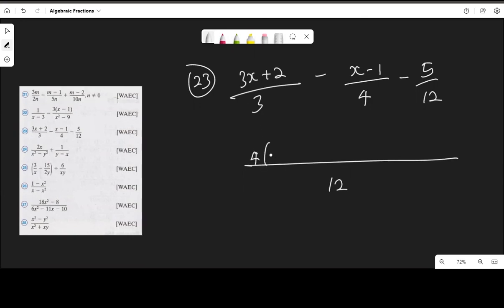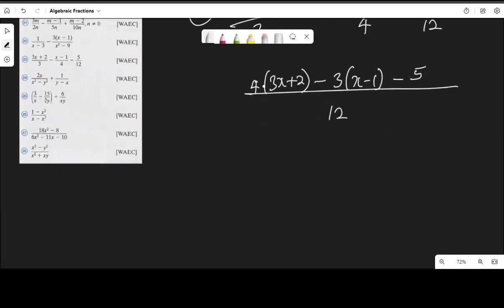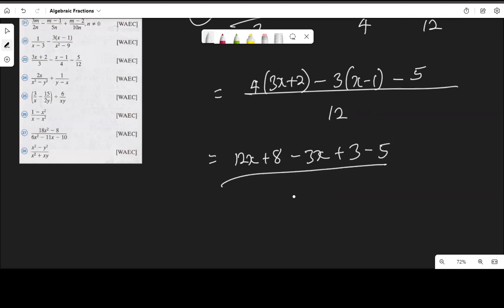I have 4 times 3x plus 2 minus 12 divided by 4 is 3. Multiply the 3 by the numerator, 3 times x minus 1. Then 12 divided by 12 is 1. Multiplying 1 by 5 is 5. And distributing this 4, we have 4 times 3x is 12x. 4 times 2 is 8. Negative 3 times x is negative 3x. Then negative 3 times negative 1 is positive 3. And minus this 5 all over 12.